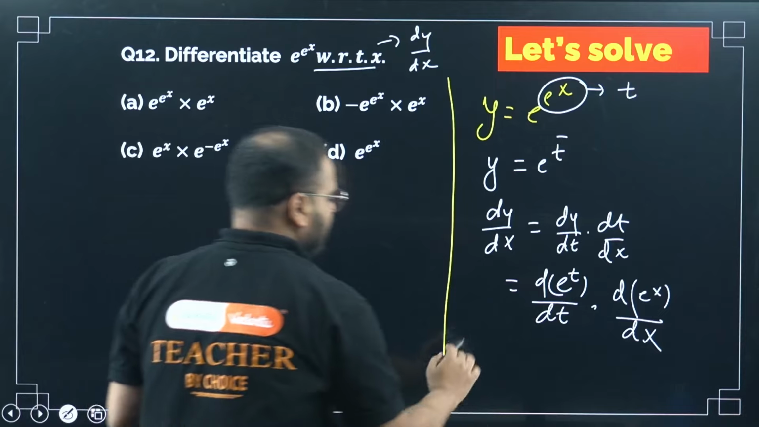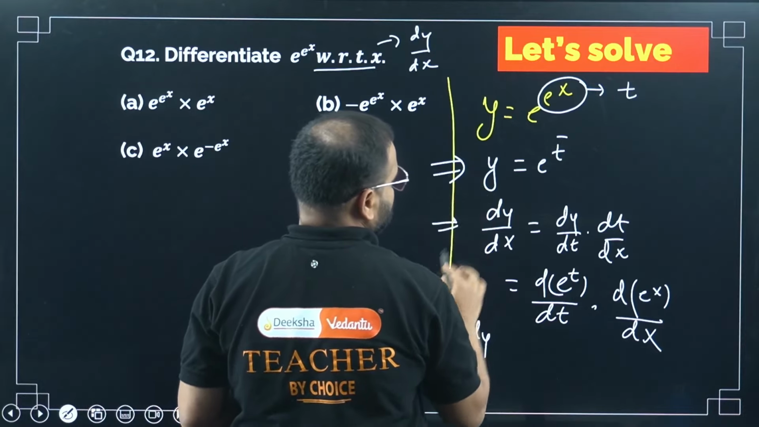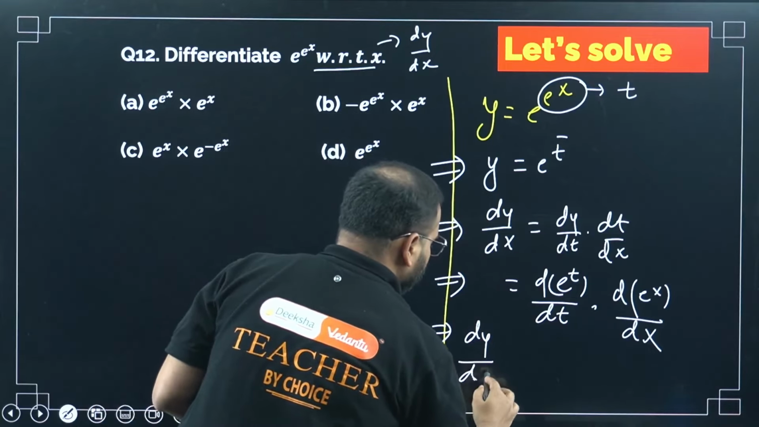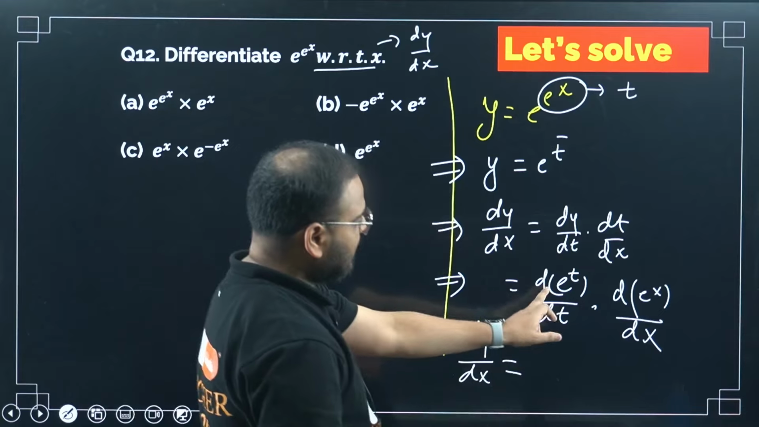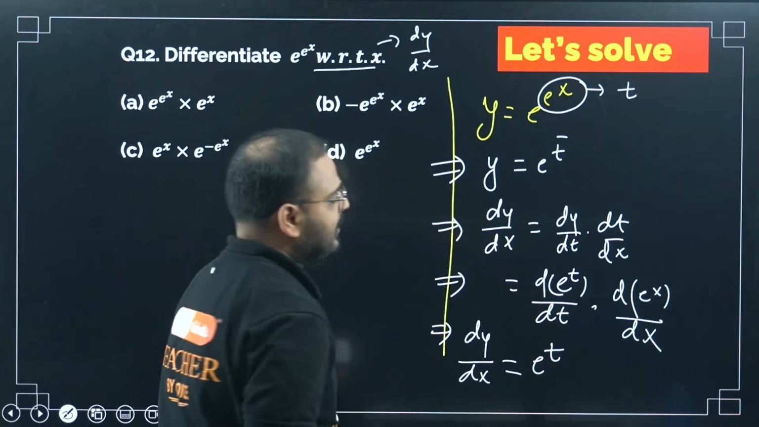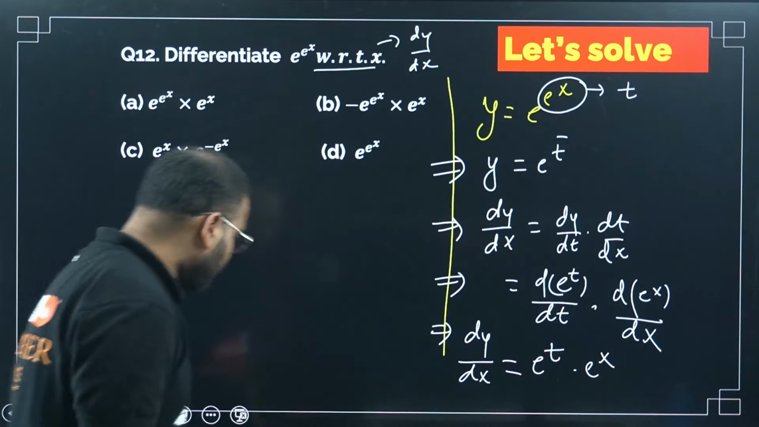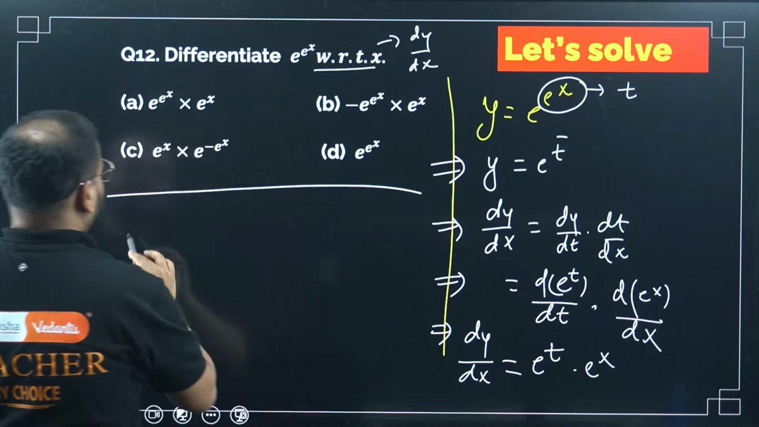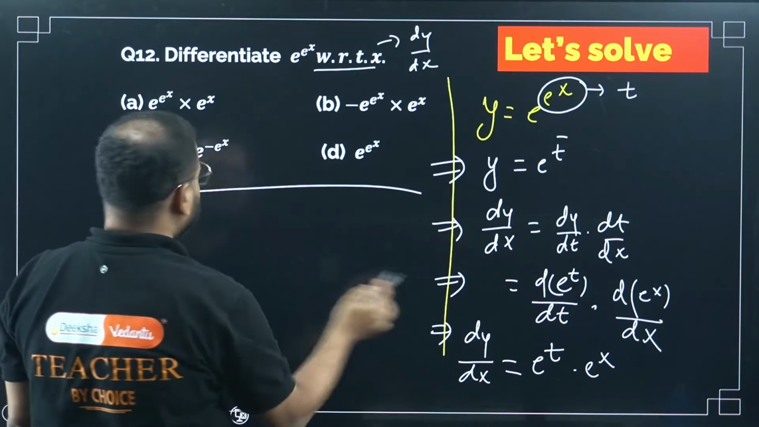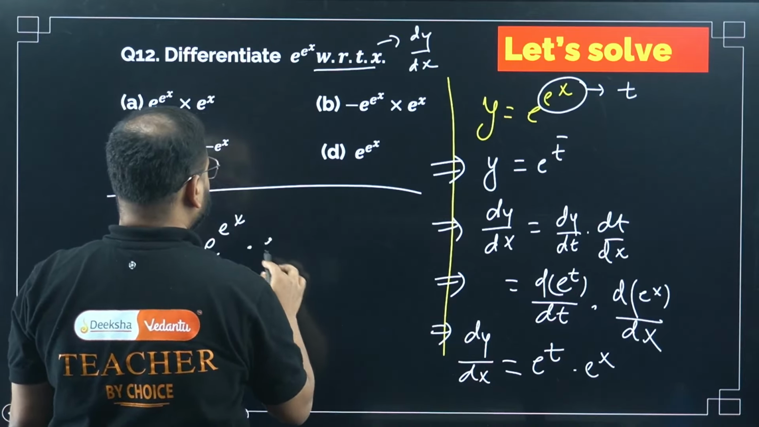How will this look? Please check. Last step: step 1, 2, 3 and the 4th step. Dy by dx will be nothing but, please check here. If I differentiate e power t, it will remain as e power t. Differentiate e power x, it will remain as e power x. So what is my dy by dx coming as? My dy by dx is coming as e power t, which will be e power x, times e power x.